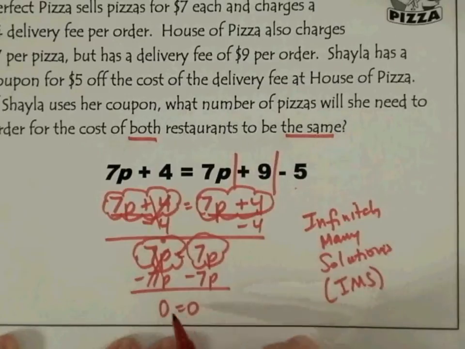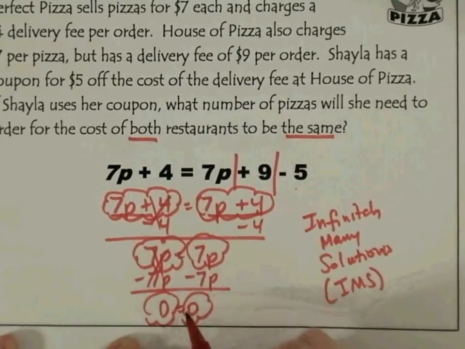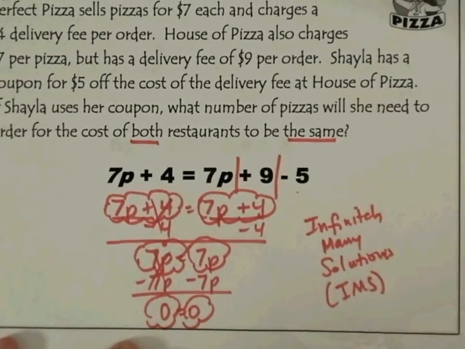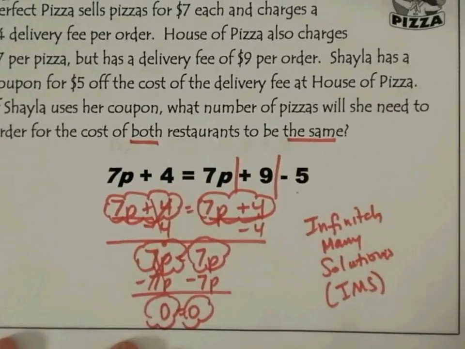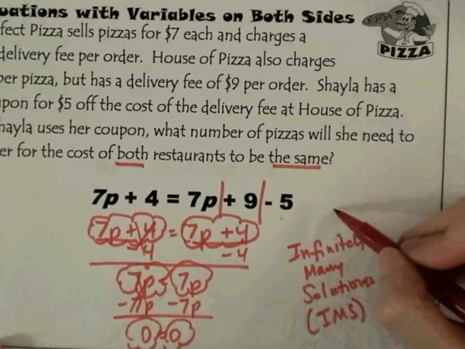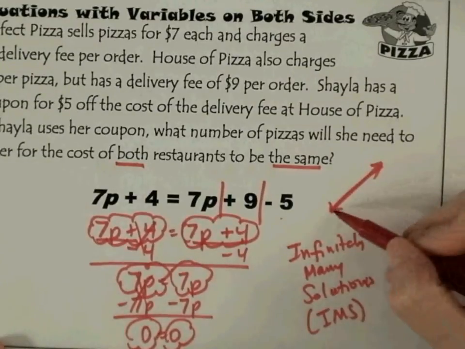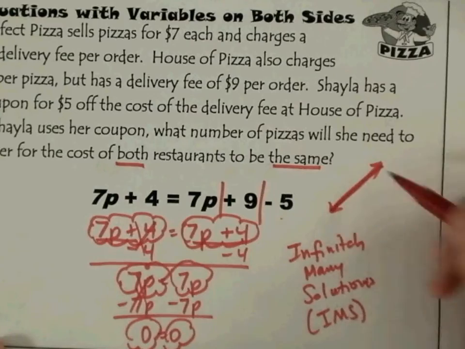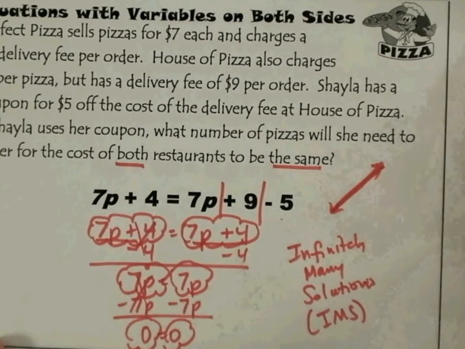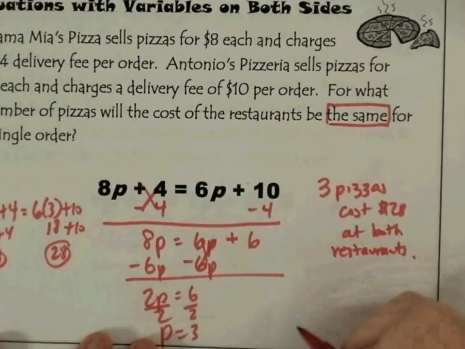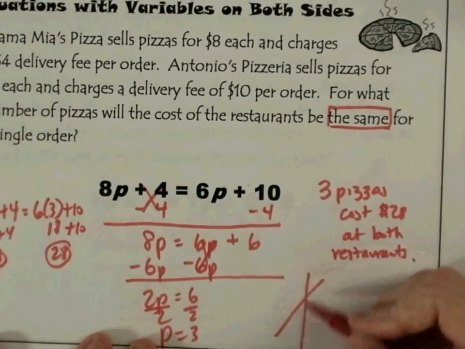It happens right here, and it happens right here. Every step along the way, these equations are simplifying to be exactly the same. That's why I know I've got infinitely many solutions. When you graph that, it looks like you have one line only graphed, because the first line graphs right on top of the second one.